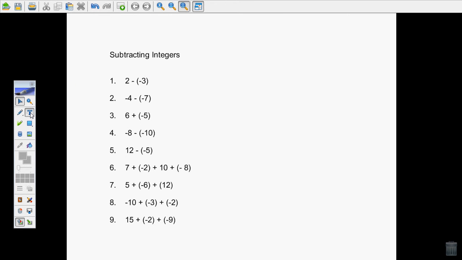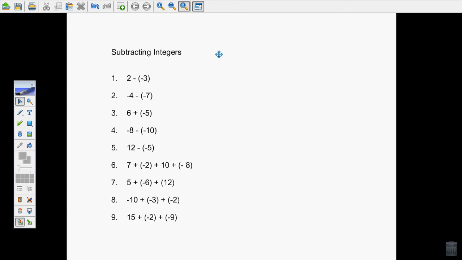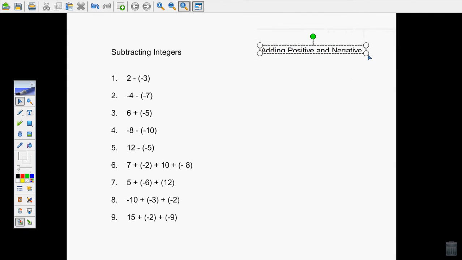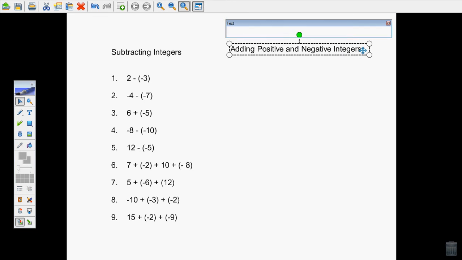In this column right here, we're going to think of each one as subtraction. What you want to convert subtraction to is realizing that it's the same thing as adding positive and negative integers. For each one of these, I'm going to show you how we can convert it to adding positive and negative integers.